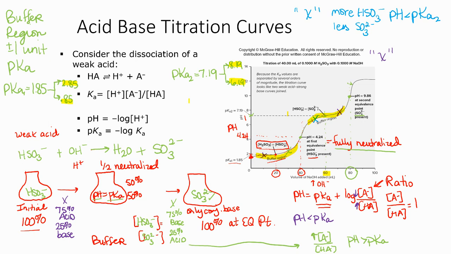So here's the X spot. See how that's past pKa2? So that would be a scenario where you have more A minus, less HA. Again, the A minus would be the sulfite, and the HA is HSO3 minus. So the pH is greater than pKa2.